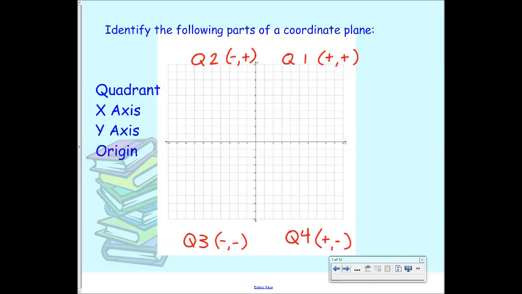Who's laughing at that one? Because it looks like a face. Yeah? All right. Okay, so yes, it does look like a face.